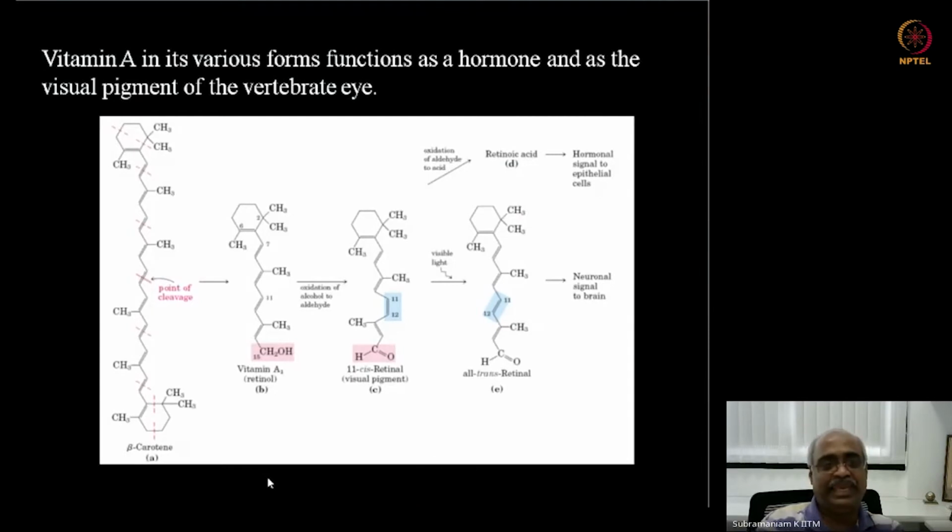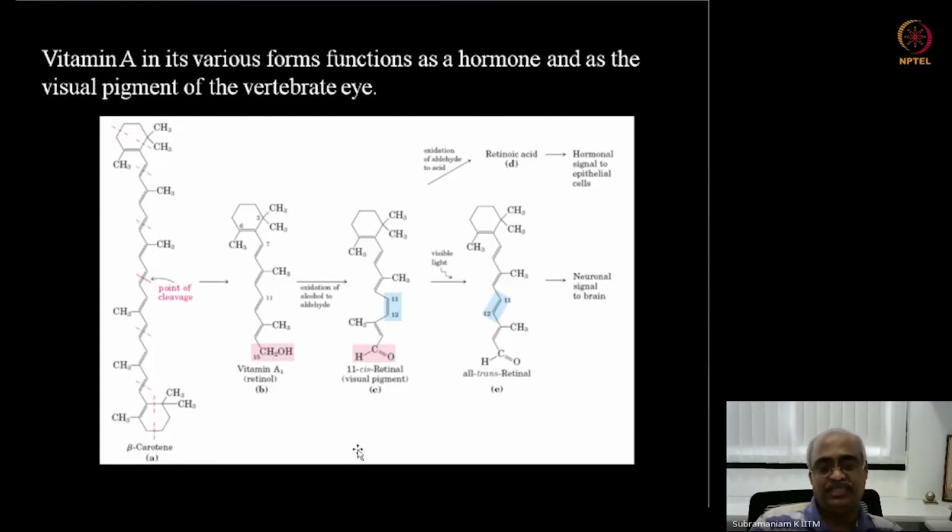And next is vitamin A. Vitamin A does a couple of things. One, it functions in acid form, retinoic acid, as a regulator of gene expression. It is a hormone, so as a hormone, it signals cells by controlling gene expression. It binds to a transcription factor, and those transcription factors bind to specific DNA sequences called retinoic acid response elements and activate gene expression.